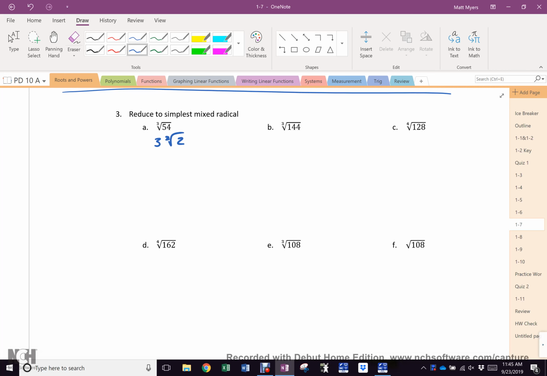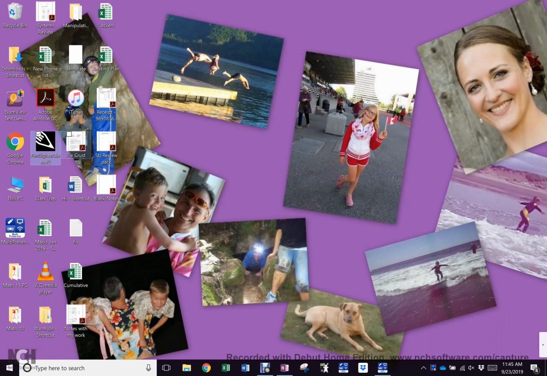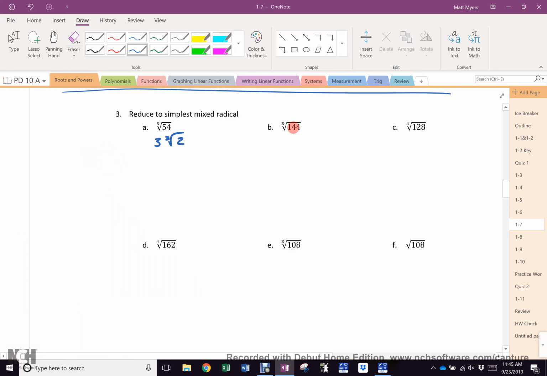So, 144 is 8 and 18. And, of course, 18 does not have a cube root, so it is 2 cube root 18. 128 is, of course, 64. No, I lie. Sorry about that.